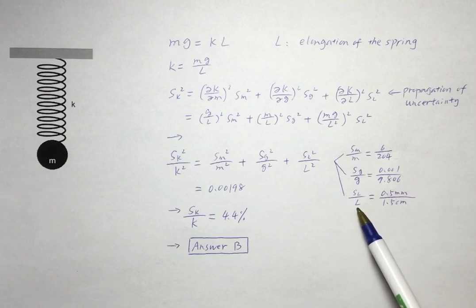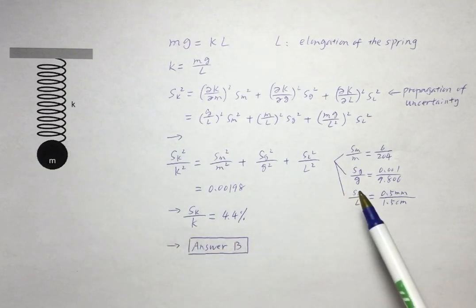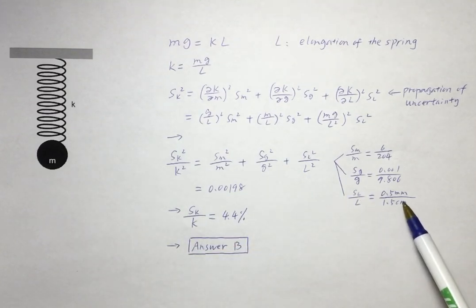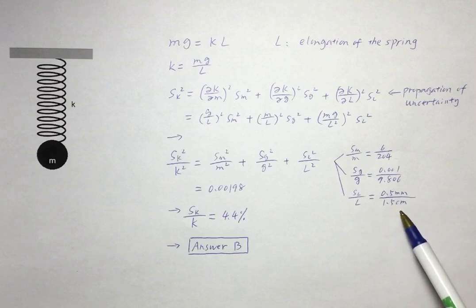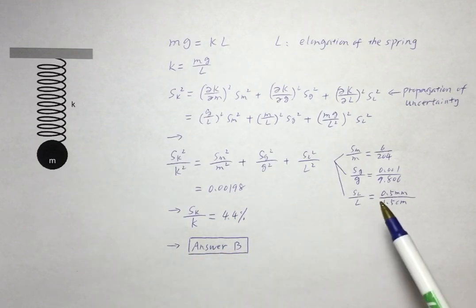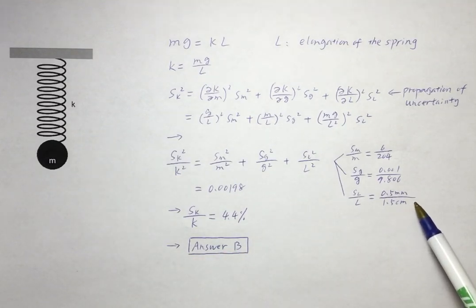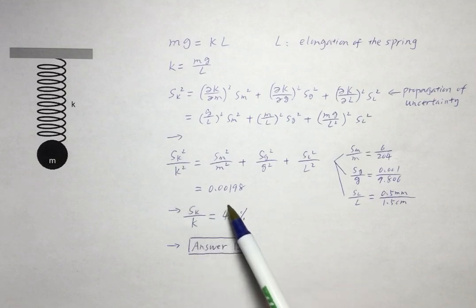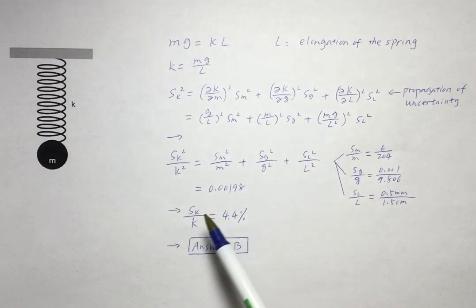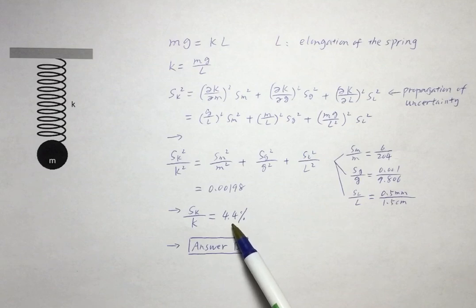And then for the length of the spring, s_L over L is 0.5 millimeter, because the question tells us the smallest division of the ruler was 1 millimeter, so the error is 0.5 millimeter over the length. The elongation of the spring is 1.5 centimeters or 15 millimeters. So we plug these values into this equation, and we get s_k squared over k squared is 0.0198. So s_k over k is about 4.4%, which is answer B.